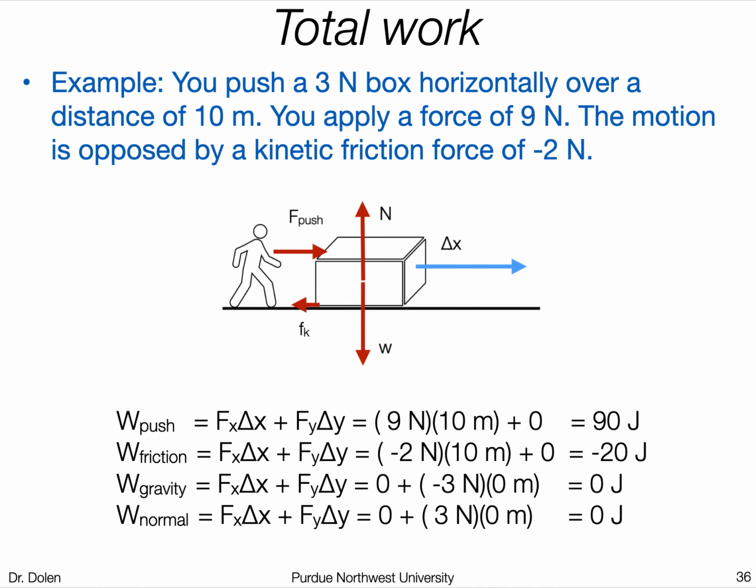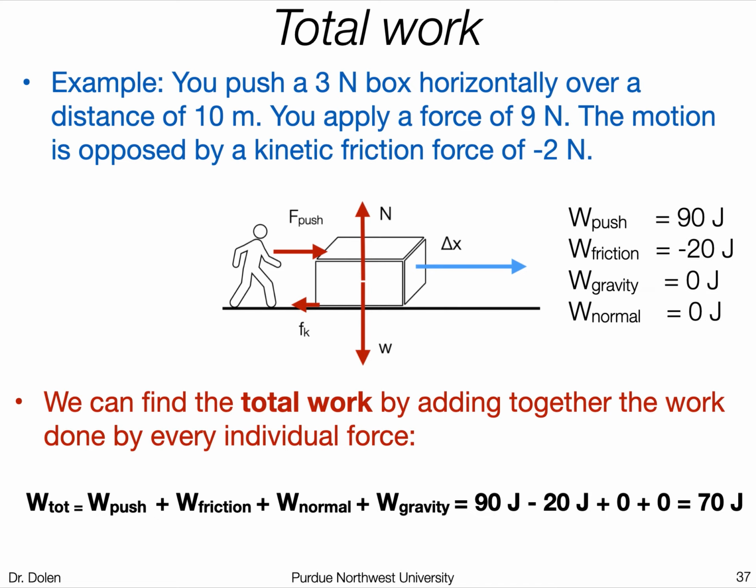So there's 4 forces acting on this box, and we can calculate the work done by each. And each of them is just a number. So if I want to calculate the total work done by each of those forces, I just need to add them together. For the total work, take the work of my push plus the work of friction plus the normal force work plus the work done by gravity. So that's 90 joules minus 20 joules plus 0 plus 0. And so the total work done on the box is 70 joules. Okay, so that's not so bad.